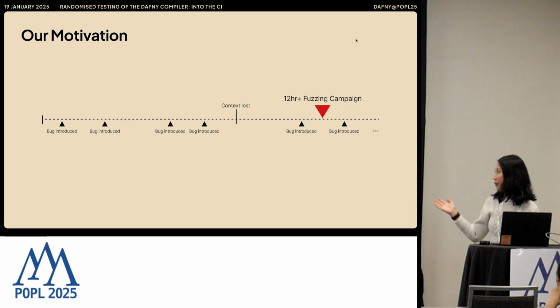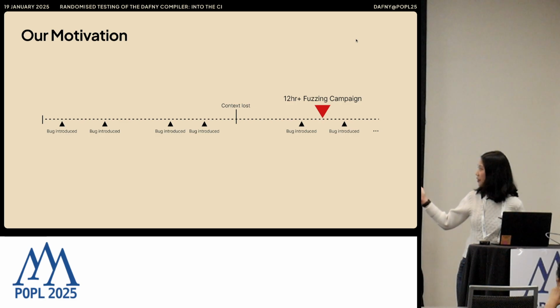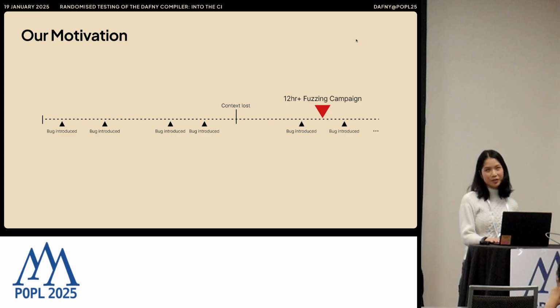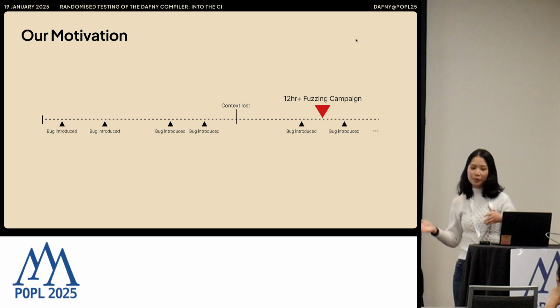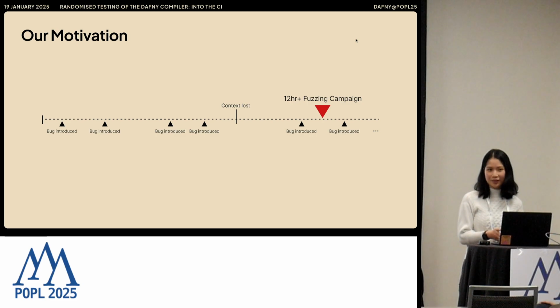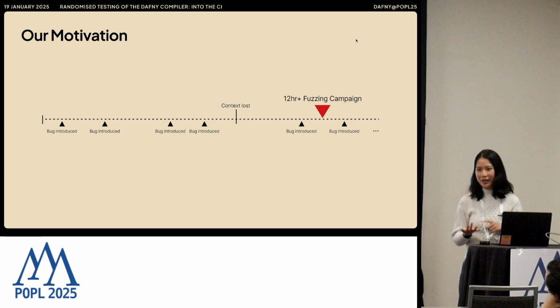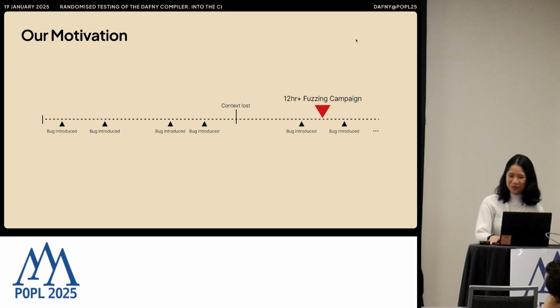But then by that point, maybe the context of the bug is already lost, or even worse, maybe there will be other features that build on top of the code that contains the bug. So then if you fix the bug, it will have bad consequences.